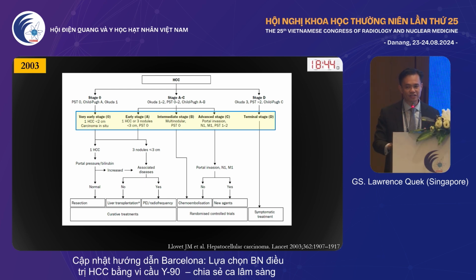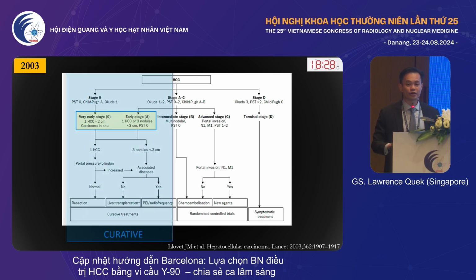And then you have the advanced stage where there's portal invasion, nodal involvement and metastasis, and eventually the terminal stage D. If you look at the very early stage and the early stage, stage 0 and stage A, primarily it is a curative intent. So patients in this category, we're looking to cure the patient. Back in 2003, the curative intent is resection for very small HCC less than 2 centimeter.